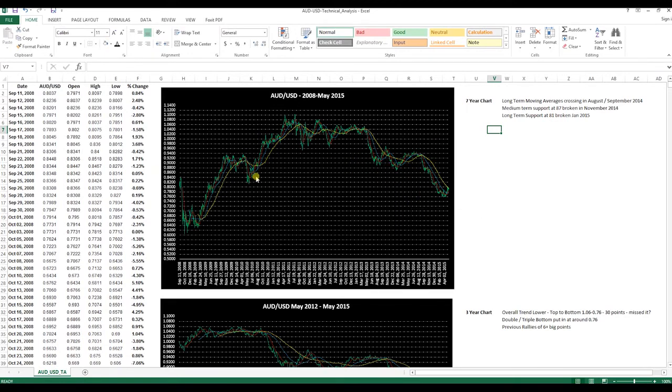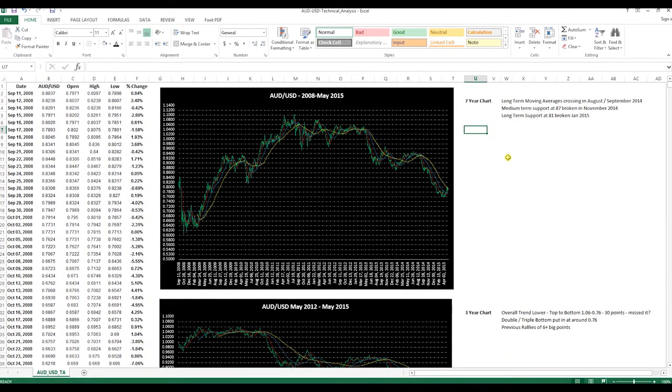Long-term support, we see here. Around April, May 2010, this support level was put in by the exchange rate at around the 81 level, and that was actually broken in Jan 2015. So we're picking up a few things here that, if we're looking to go short this exchange rate, we have to take note of. We have to understand longer term what the big picture looks like. So we can move on to look at a shorter term chart.